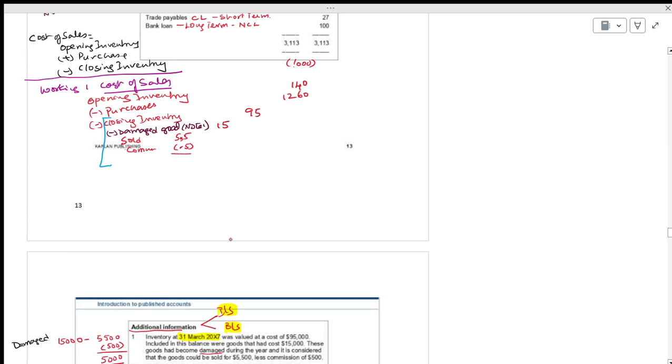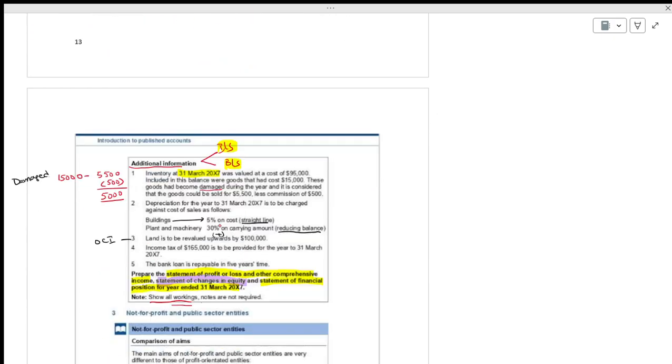Now, they paid a commission of 0.5, which means how much have they recovered? They have recovered 5,000. Means how much is the loss for them? They have damaged goods of 15,000. See the note 1. Here I'm putting it: they have damaged goods of 15,000.